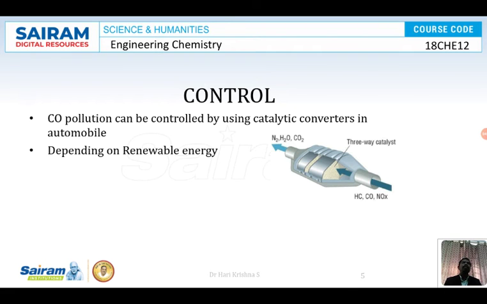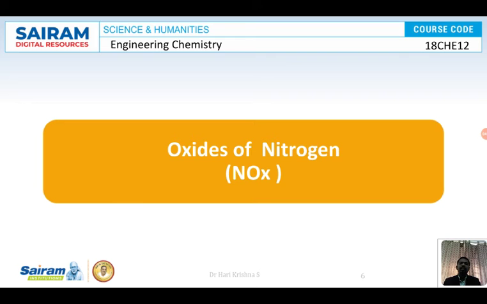So next, instead of depending on automobiles, you can depend upon renewable energy. Renewable energy is also one of the alternatives for fossil fuels. So instead of depending on fossil fuels, you can depend upon renewable energy. By this you can reduce pollution, or you can control the carbon monoxide pollution. Oxides of nitrogen is also another pollutant.